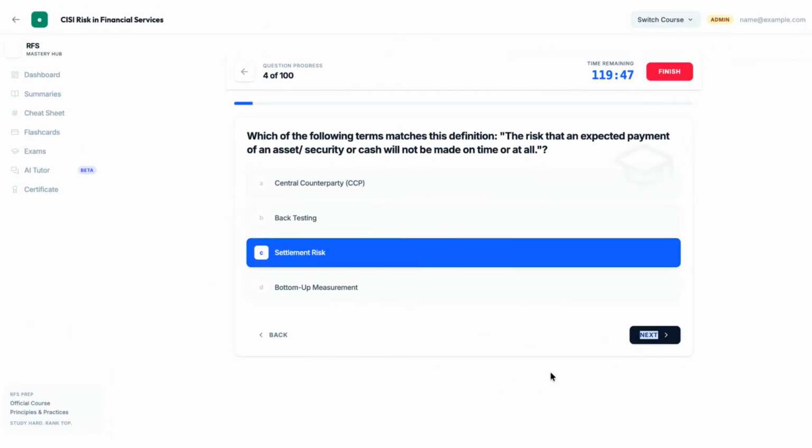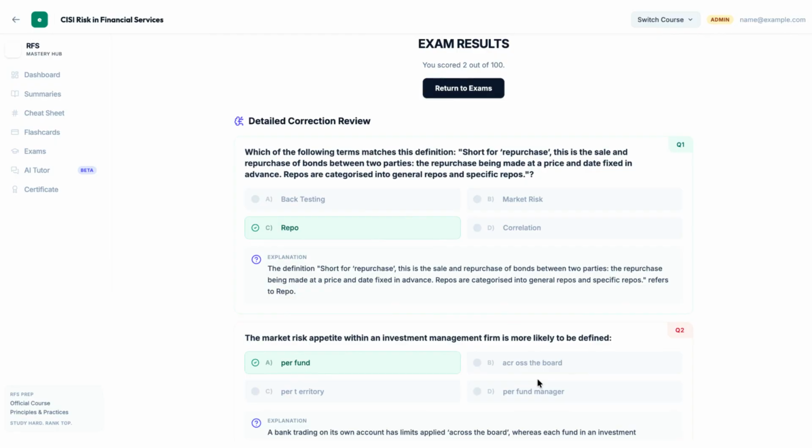During the exam, track your question progress and time remaining. You can also flag questions to review them later before finishing the exam. After submitting, review your exam results with detailed correction review. This provides explanations for both correct and incorrect answers to enhance learning.